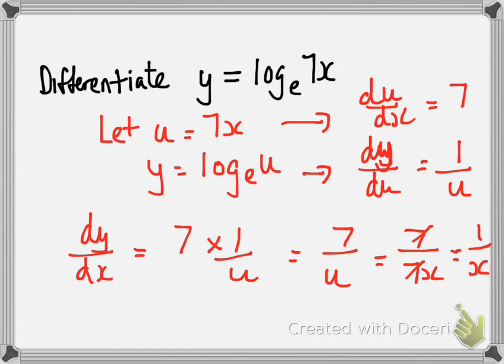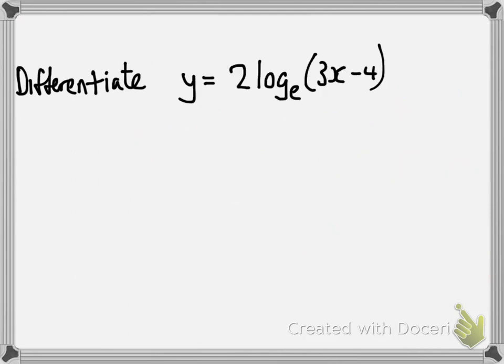So if the question had been log of 370x to the base e, the same situation would have developed. Any log of kx is just 1 over x. Correct. I wanted you to come to that conclusion rather than me just telling you. 1 over x.